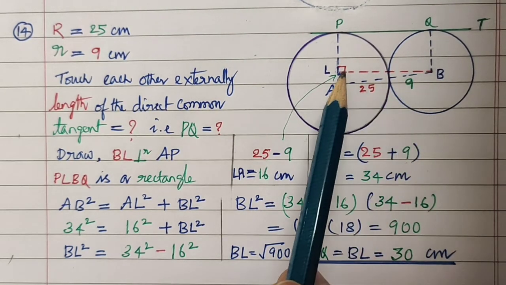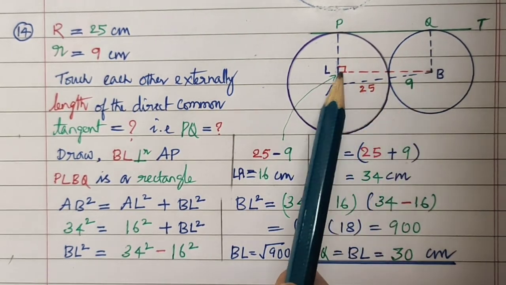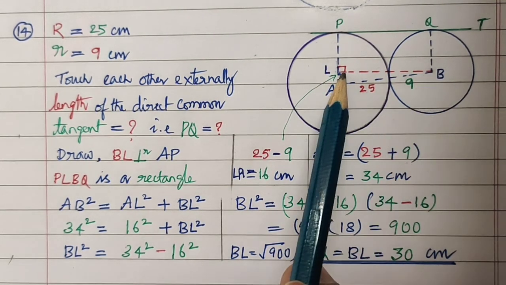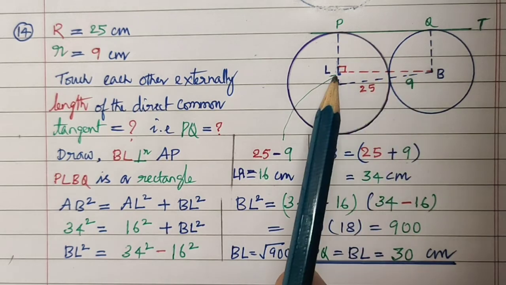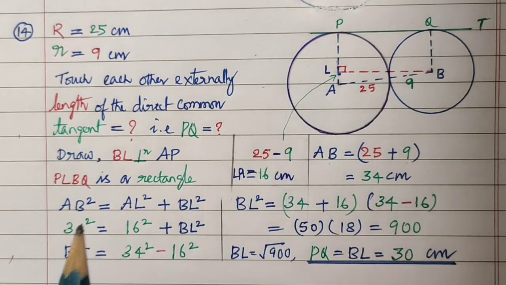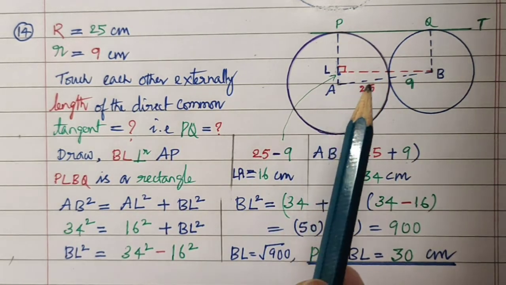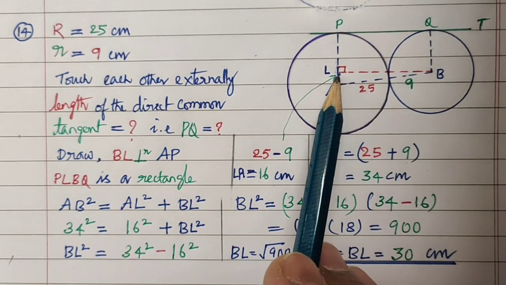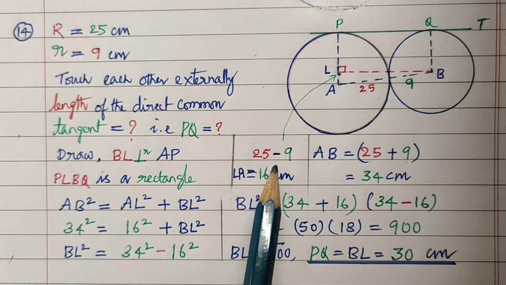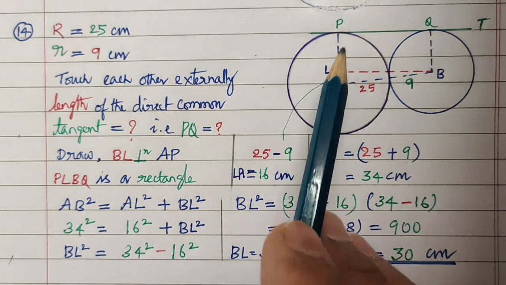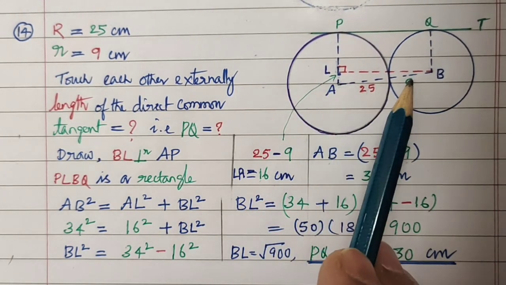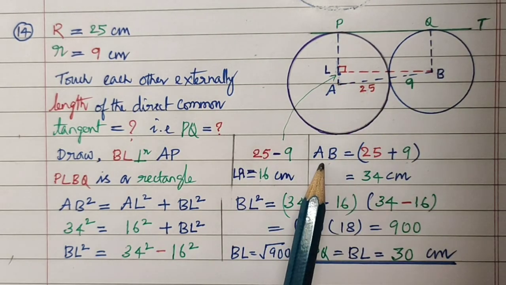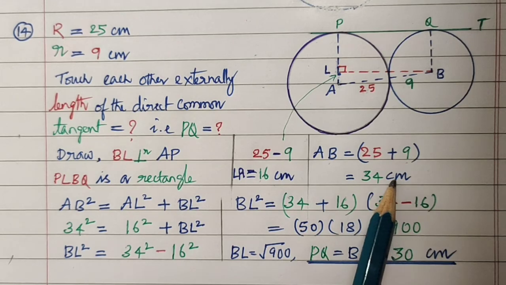So this is a right angle triangle, because this line BL is perpendicular to AP. Once we know this, we can find out BL by using the right angle triangle. This we just now found out as 16 centimeters: 25 minus 9 gives this, and 25 plus 9 gives AB. So we can easily find out BL. AB is equal to 25 plus 9, that is equal to 34 centimeters.